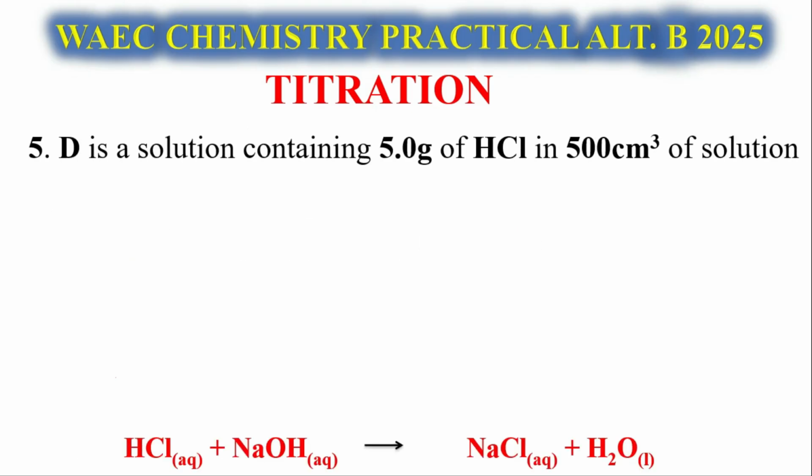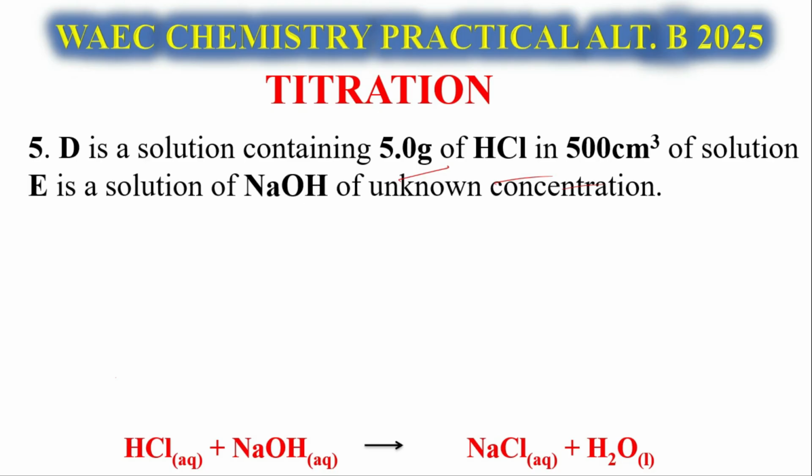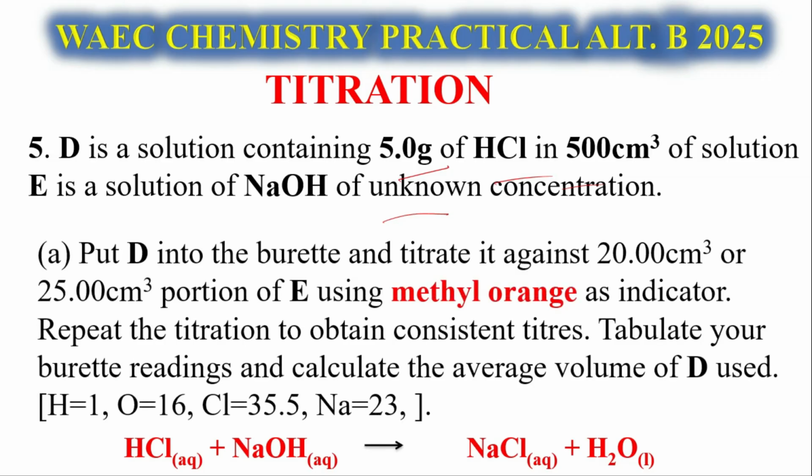Question number 5. D is a solution containing 5.0 gram of HCl in 500 cm³ of solution. E is a solution of NaOH of unknown concentration. This one is not known. You can see the twist in all the questions I'm bringing your way. They are solid past questions for WAEC, and they are highly predicted.